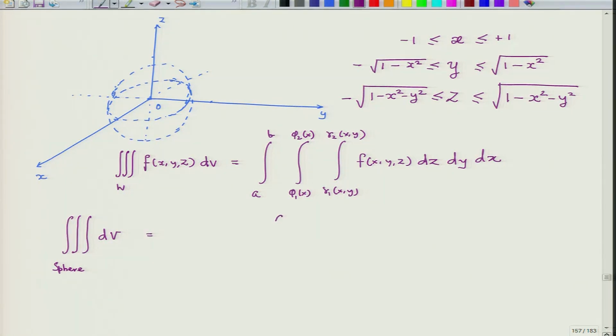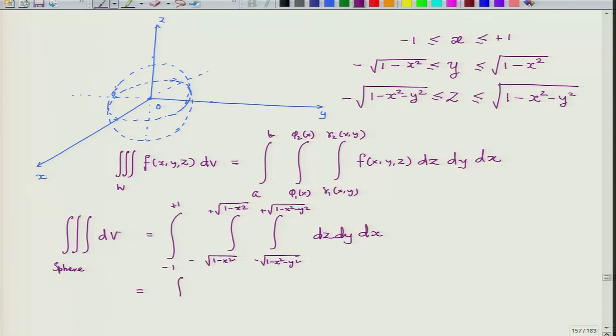So, the integral from minus root over 1 minus x square minus y square to plus root over 1 minus x square minus y square dz, then from minus root 1 minus x square to plus root 1 minus x square dy, and minus 1 to plus 1 dx. So, first I do z, just the way here, dz dy dx. And if I do the first integration, I get the limits minus 1 to plus 1, minus root 1 minus x square to plus root 1 minus x square.